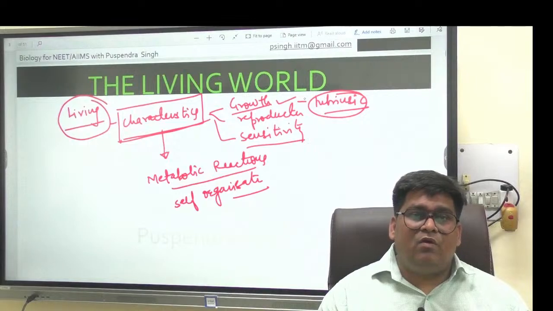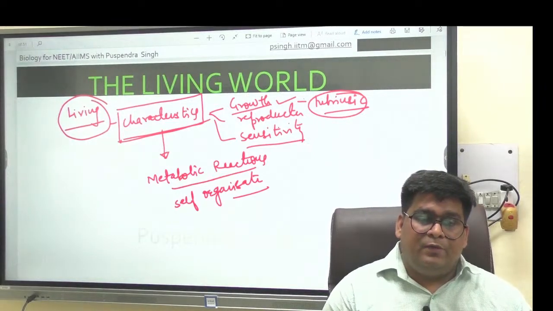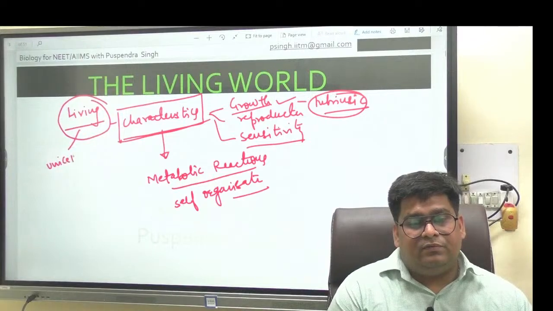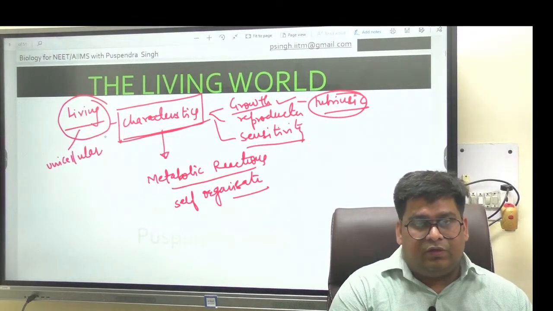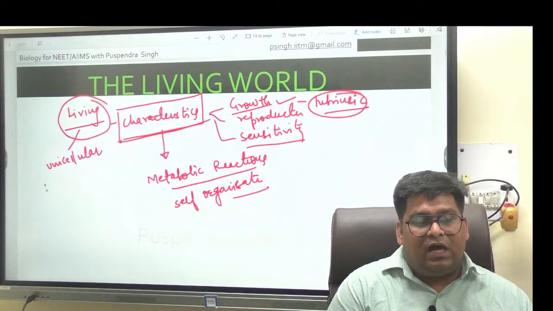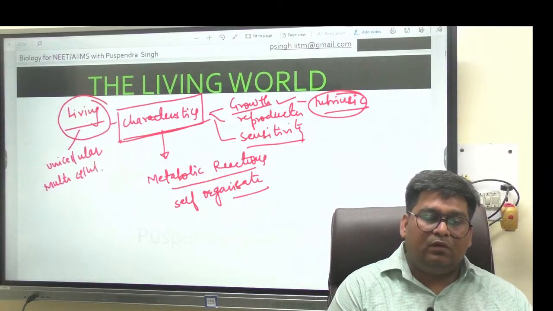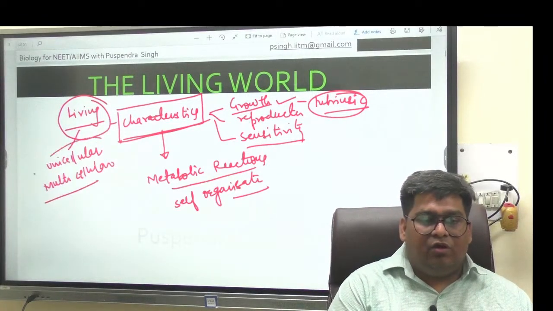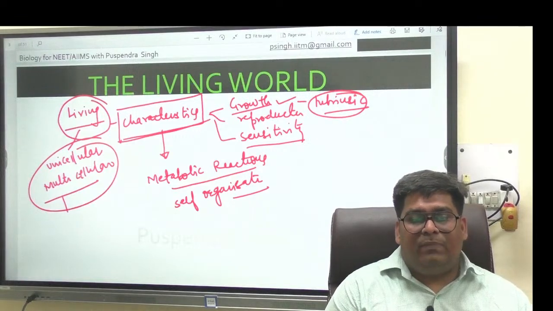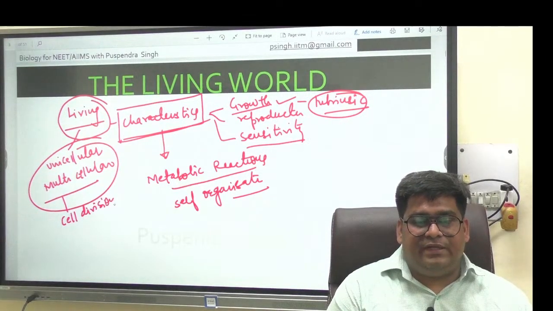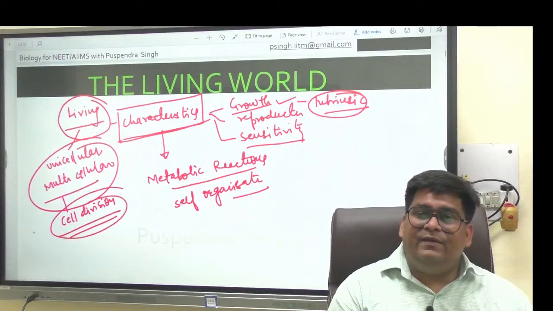All living organisms, whether they are unicellular or multicellular, grow by cell division. That is the most fundamental thing. They all grow by cell division.